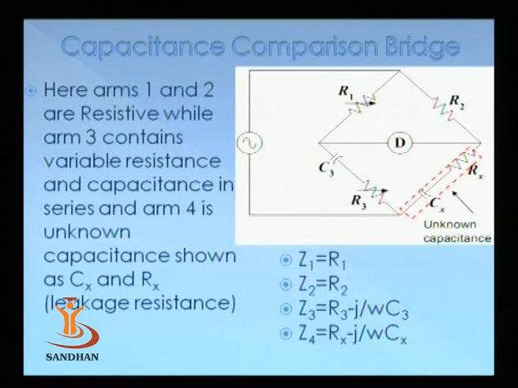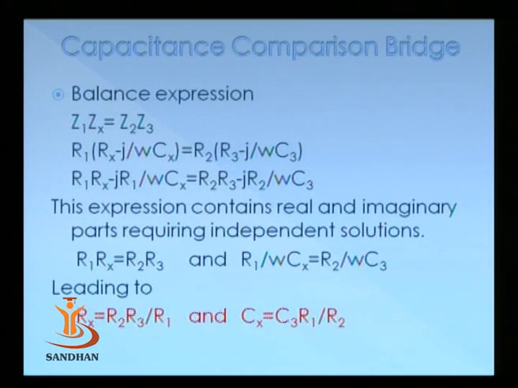So two arms R1 and R2 are resistive, while R3 has a variable resistor and capacitor, while arm R4 contains the unknown. The impedances are Z1 equal to R1, Z2 equal to R2, Z3 being a capacitive unit R3 minus j upon omega C3, and Z4 again a capacitive unit Rx minus j upon omega Cx. So these are the impedances given. Balance condition is Z1 Zx equal to Z2 Z3, reducing it to a final value.